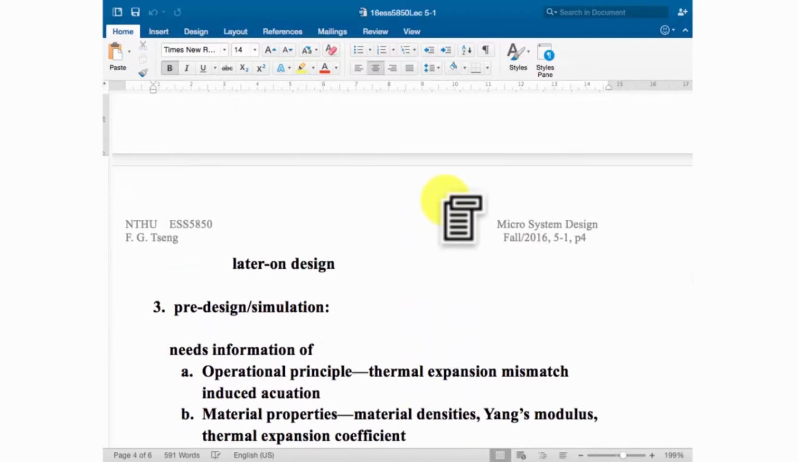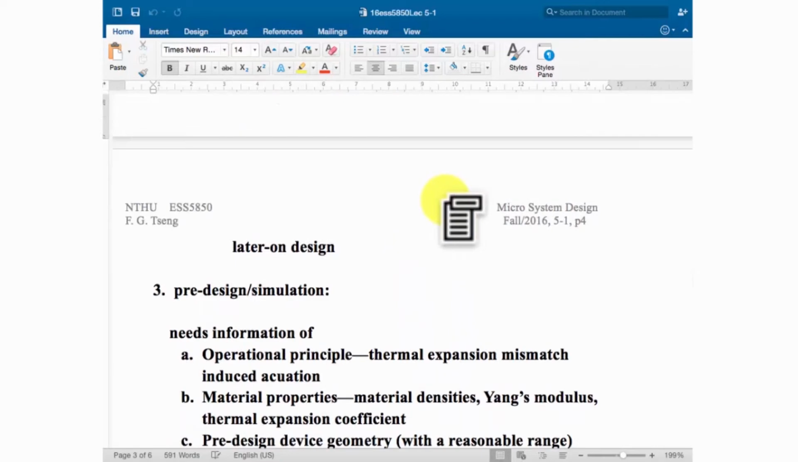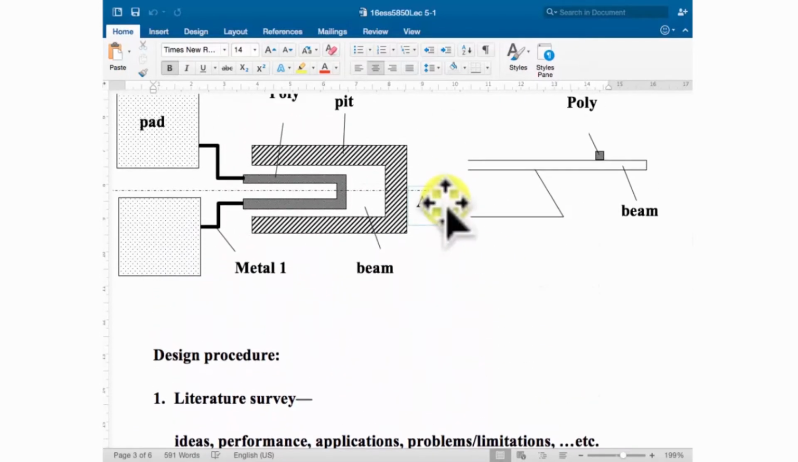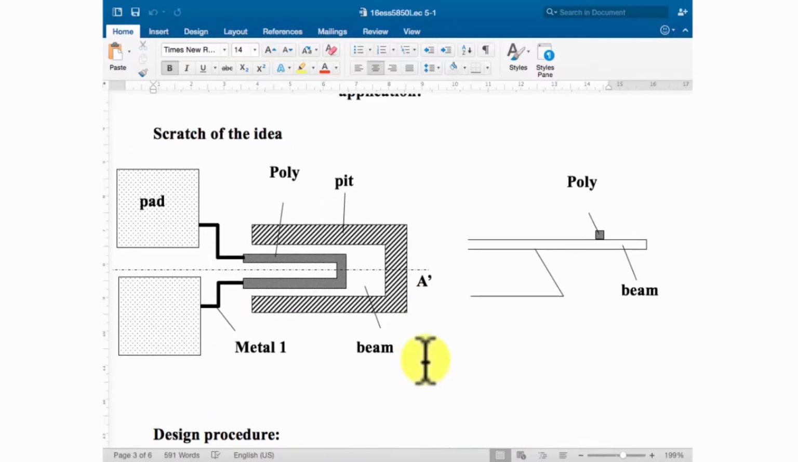Okay, so now you've got all the constraints, and you need to adjust. Actually, for the design, you cannot accomplish a design in one step. Not possible, I will tell you. It's a painful process. You need to adjust it back and forth.